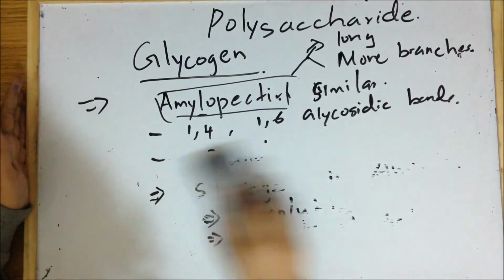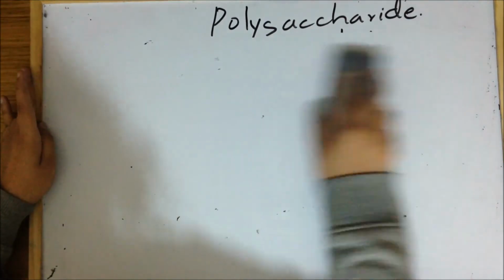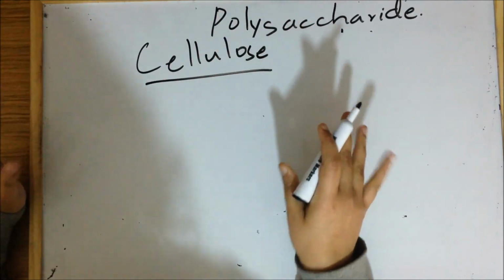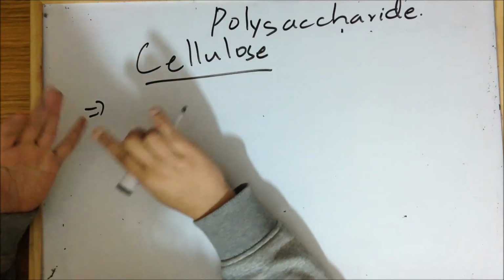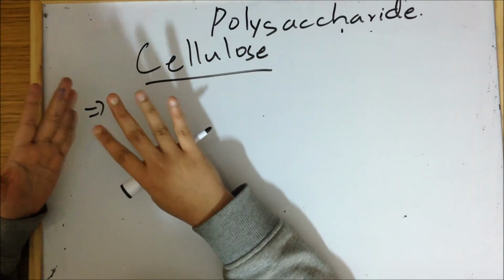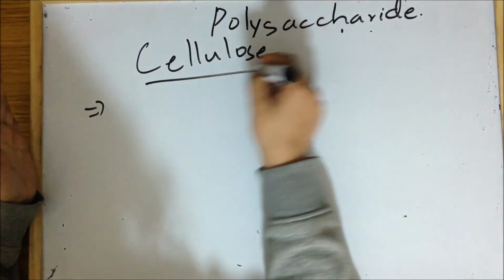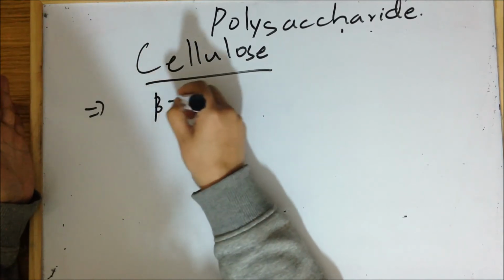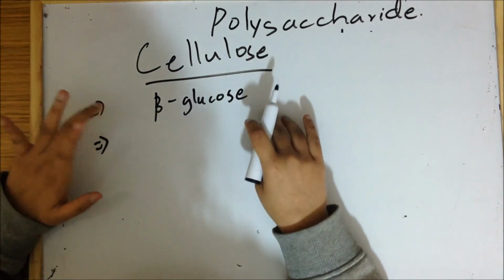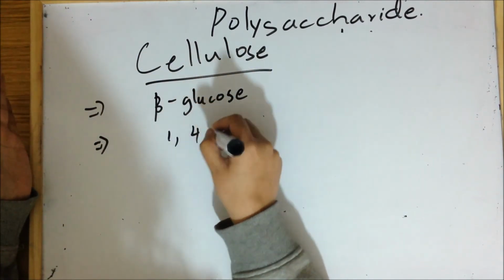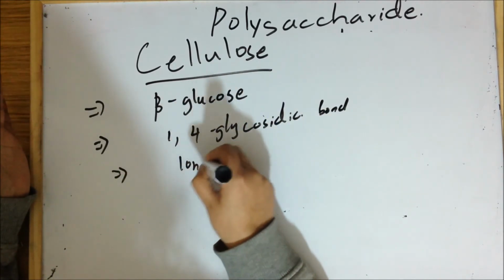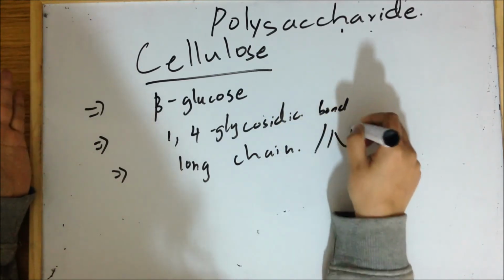Okay, so the final polysaccharide is cellulose. Keep in mind, up to now we talked about amylose, amylopectin, starch and glycogen. These four polysaccharides are made up of alpha glucose. But in cellulose, the basic unit, the monosaccharide, is beta glucose. The only molecule that has beta glucose as its monosaccharide is cellulose. And the bond type is the 1,4 glycosidic bond. They have only 1,4 glycosidic bonds. So again we can say this is a long chain with no branches.